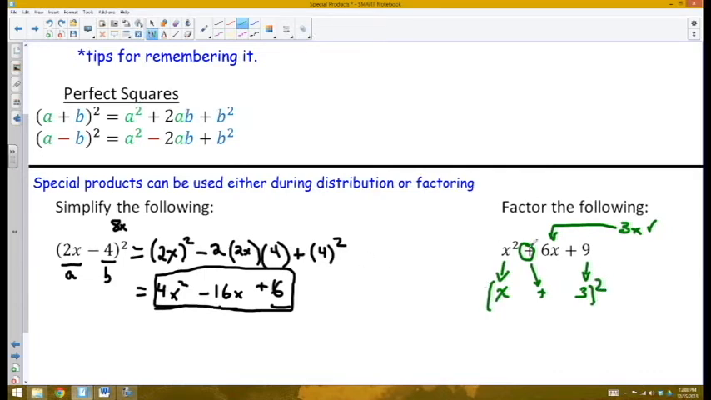This will also work for subtraction. If this was a minus here, then this would be a minus here. So the signs always match between the middle term and the factored form.